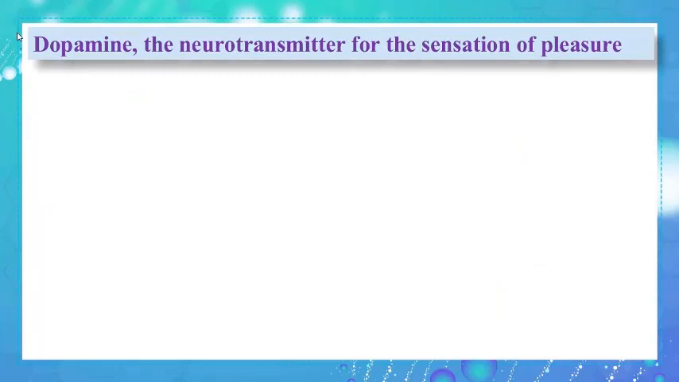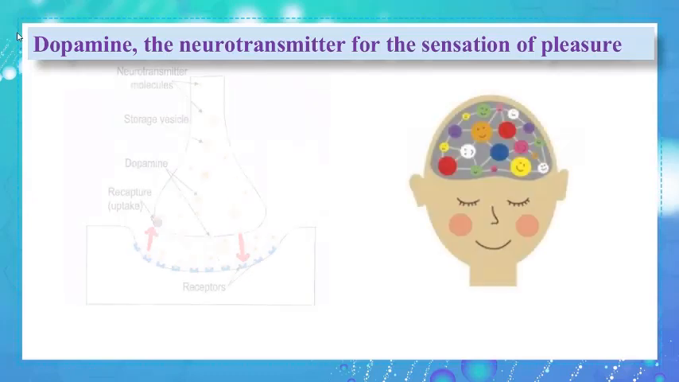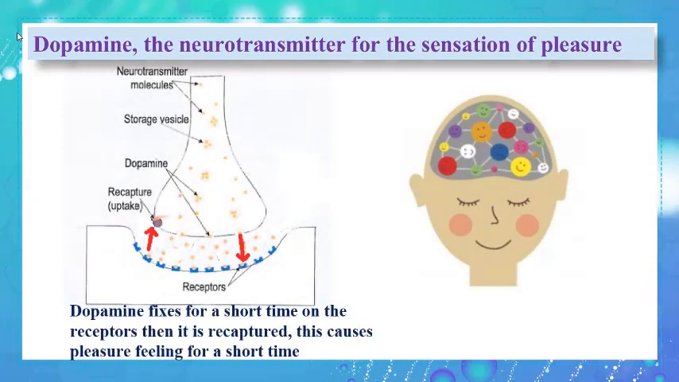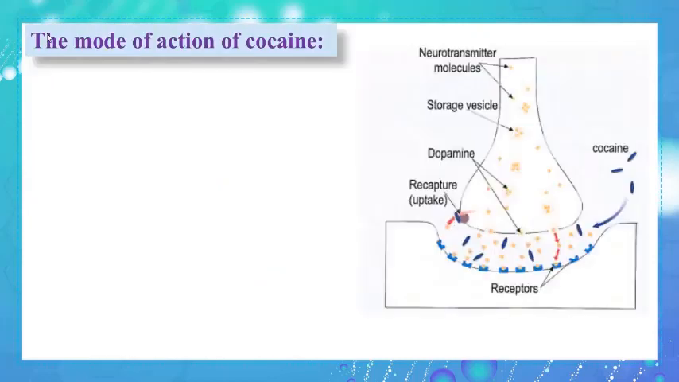Now, let's observe how dopamine induces pleasure sensation. Basically, dopamine, once released from the presynaptic vesicles, fixes for a short time on the receptors, then it is recaptured. This causes pleasure feeling for a short time. To understand the agonistic effect of cocaine on pleasure sensation, we must recognize its mode of action after its injection in the presynaptic cleft. Here are the steps that take place.